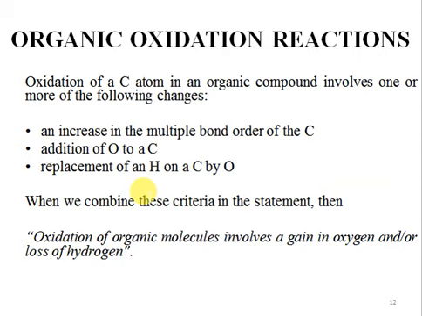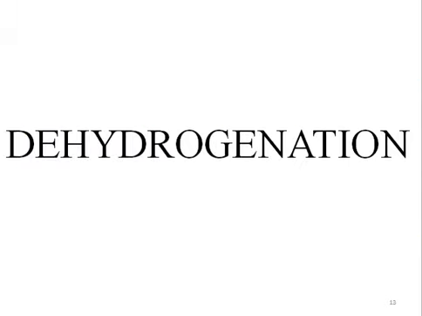If you combine all these criteria, then the definition of oxidation for organic compounds becomes: the oxidation of an organic compound involves either a gain in oxygen or a loss of hydrogen, right? So in all of these reactions of organic compounds, we'll see if something is gaining oxygen or losing hydrogen. Either a gain in oxygen or a loss of hydrogen will be considered an oxidation reaction.